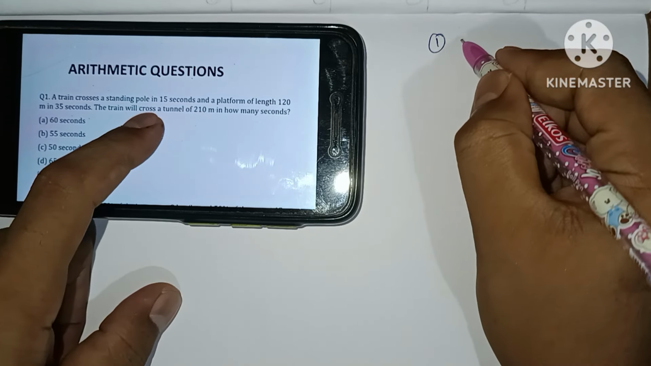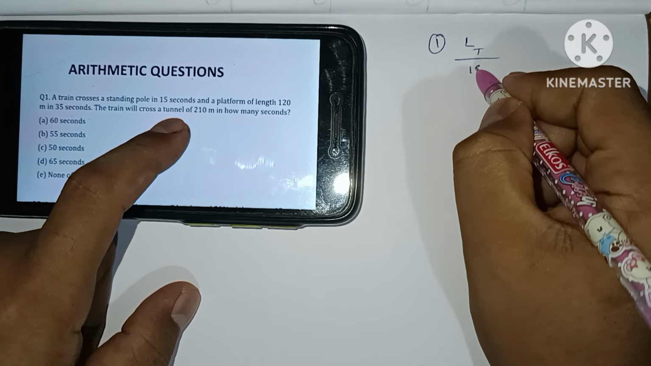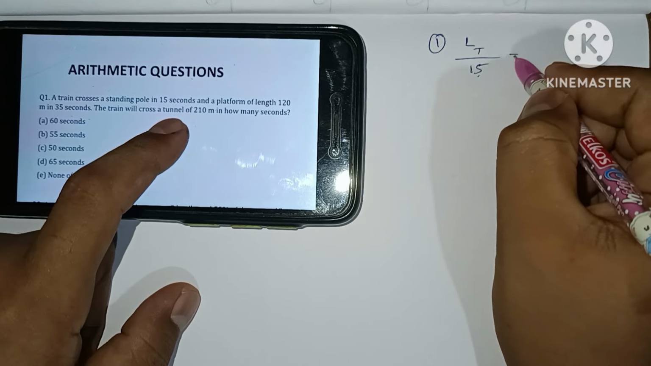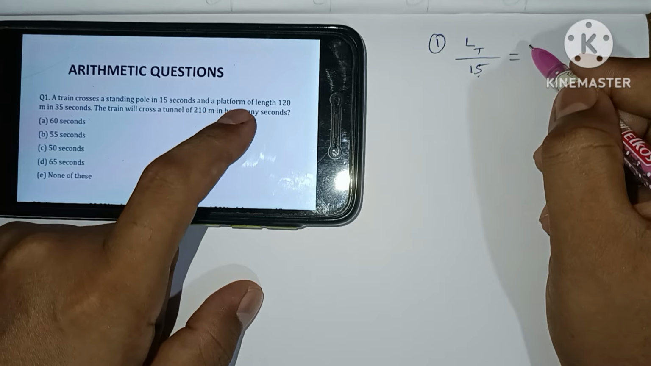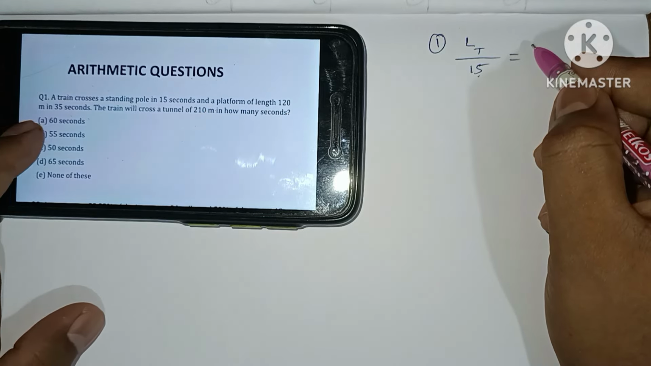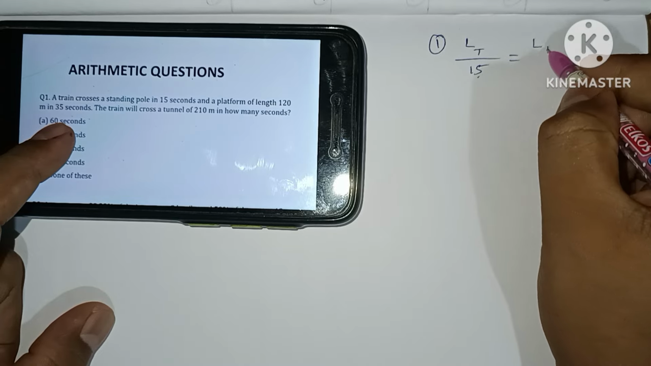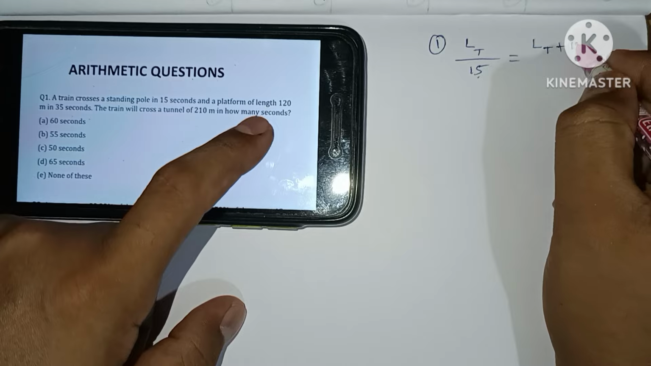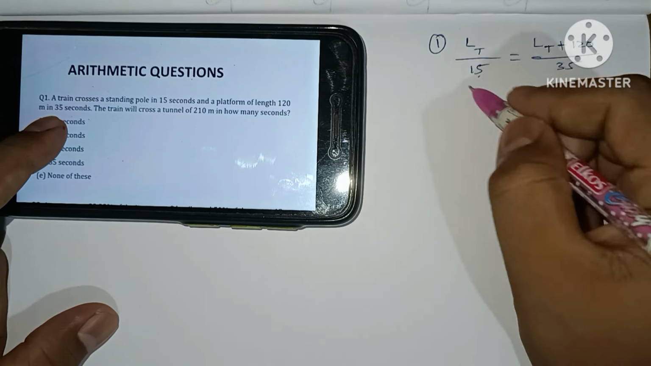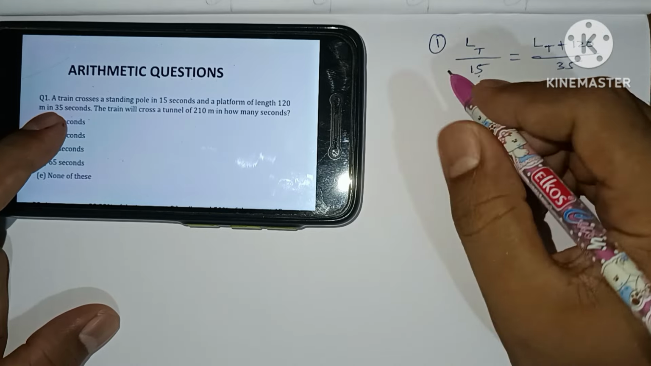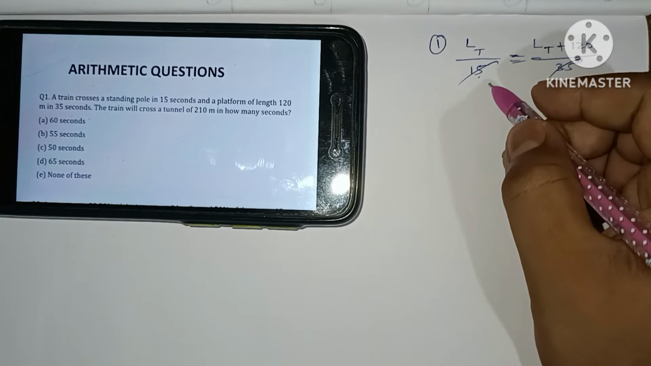A train crosses a standing pole means train length divided by time, length by time, which equals speed. Here it is given that the train crosses a platform of 120 meters in 35 seconds. So for that the speed will be train length plus platform length 120 divided by time given as 35 seconds. So this is also speed and this is also speed. From these two, same speed, we can find the value of the length of the train.